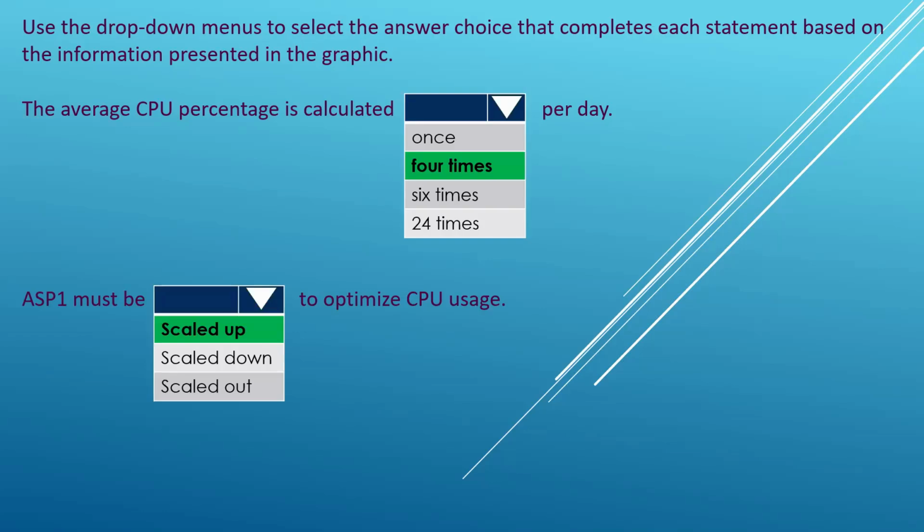That's why the ASP1 must be scaled up to optimize CPU usage.